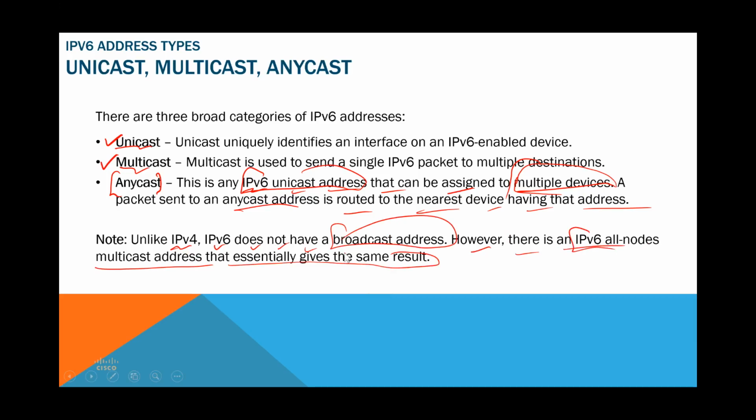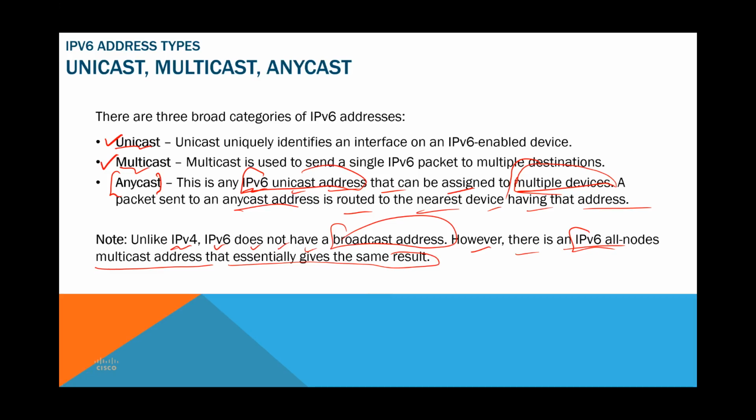As far as I'm concerned, they just changed the name. The behavior is the same. The all nodes multicast address is the same thing. But they told us we don't have a broadcast address. So they know better than us. They know why they didn't call it broadcast. So let's just agree with them. We don't have a choice. We have to agree with them.